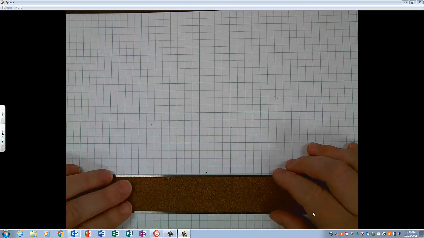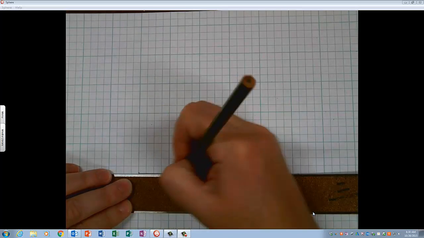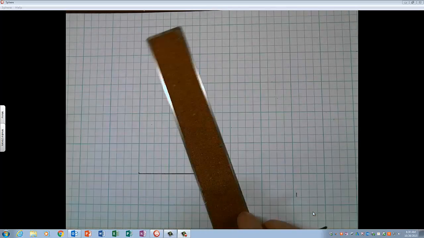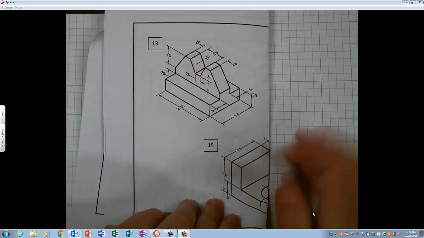All right, this is number 13, dedicated to first period. So here we go. We're going to start with the front view. I'm going to go 9 squares over because it's 2.25. This is the drawing.